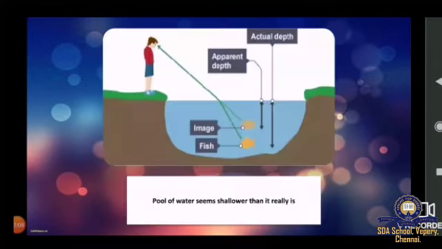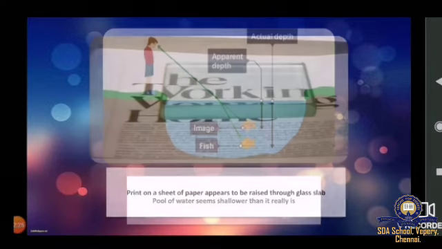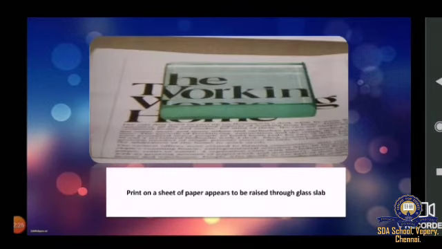My next question is, have you ever visited the swimming pool? The swimming pool will look shallower than it really is. You will not be able to feel the actual depth of the swimming pool. Why does this happen? The print on a sheet of paper appears to be raised through the glass slab. When you are viewing it through the glass slab, it appears to be raised. Why are such things happening?